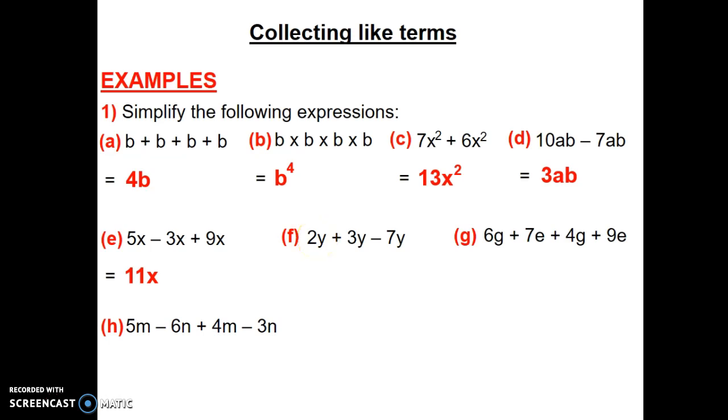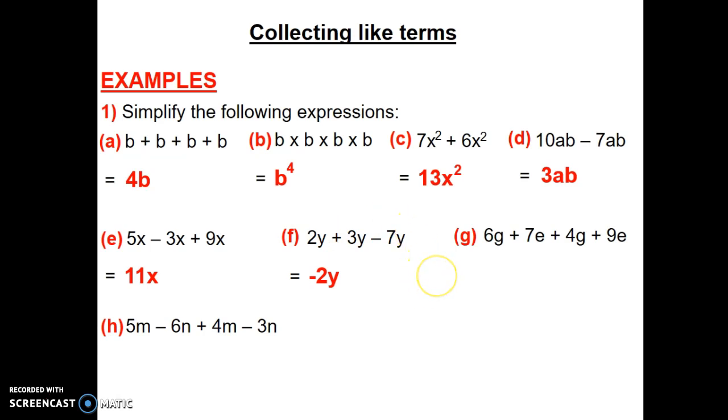Then you want to take away 7y. So you've got to be careful that you are taking away the bigger number in this case. If you take away the bigger number, your answer will end up being negative. So therefore, 5y minus 7y will give you minus 2y.